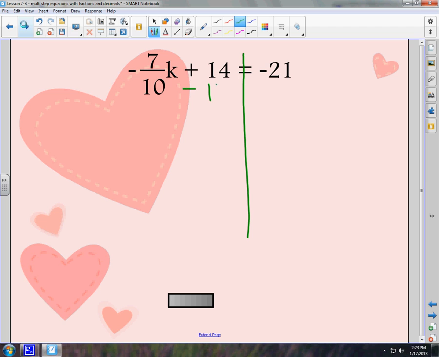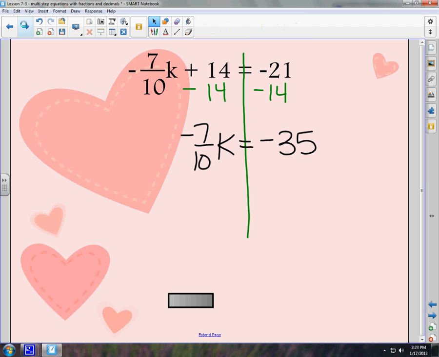All right, so I'm going to minus 14 from both sides. So that leaves me with negative 7/10 k equals negative 35. And then I'm going to multiply by the reciprocal, which is negative 10/7. Now remember, the negative sign can be in the top or the bottom. It doesn't matter. However, I just like to keep it on the top because I like to have both my negative signs on the top for some reason. So then I'm going to do negative 10/7.